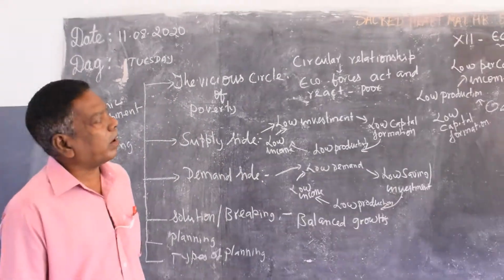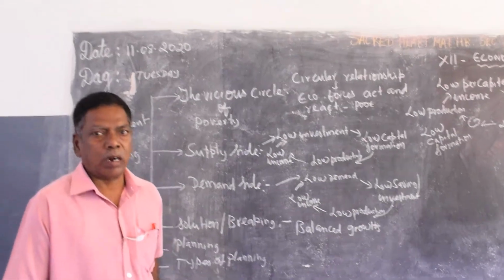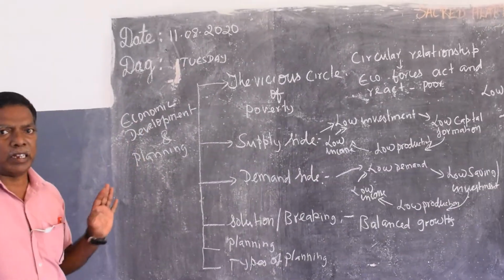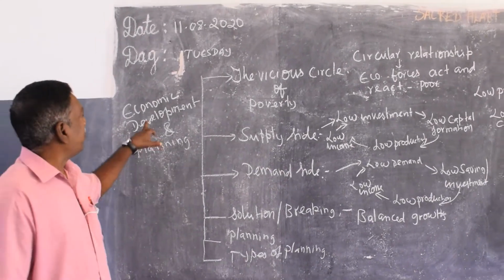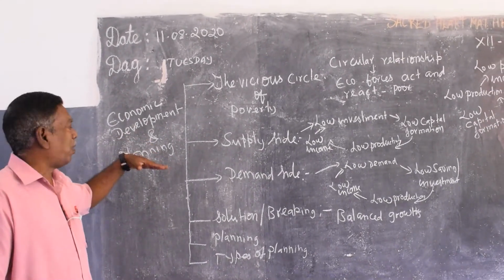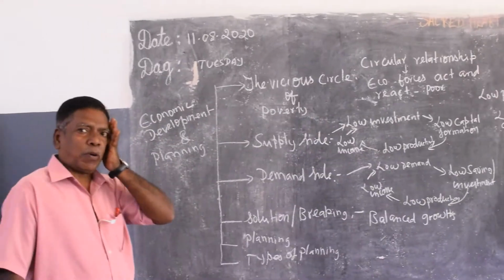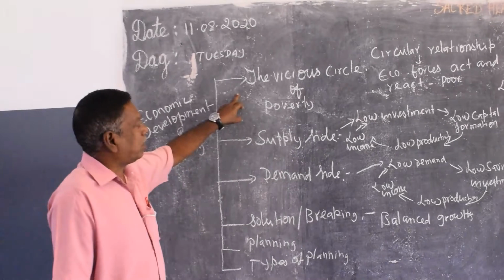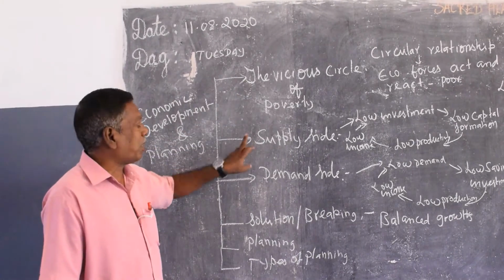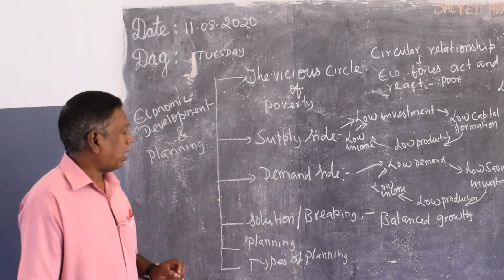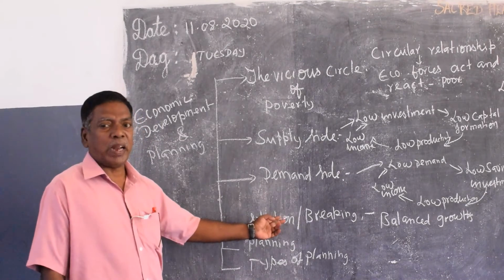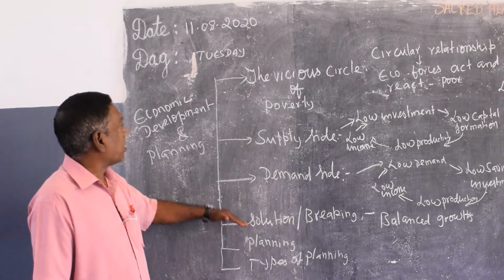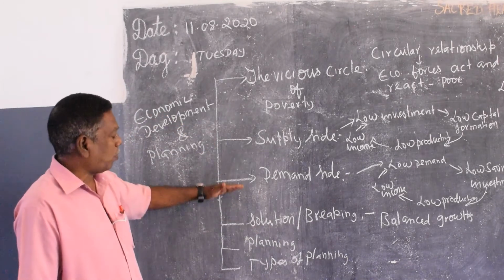And today's topic is a continuation of the previous one. It is the economic development and planning chapter. Under that, earlier we studied economic development. Now we are going to study a little concept about the vicious circle of poverty, and connected with it, the vicious circle of poverty happening on the supply side and demand side, and the provision of solutions or breaking of this vicious circle of poverty is yet another one. And with this we are coming to the end of economic development.